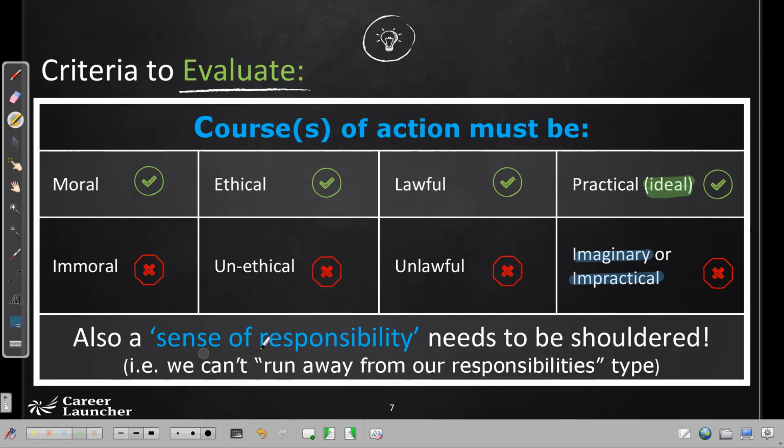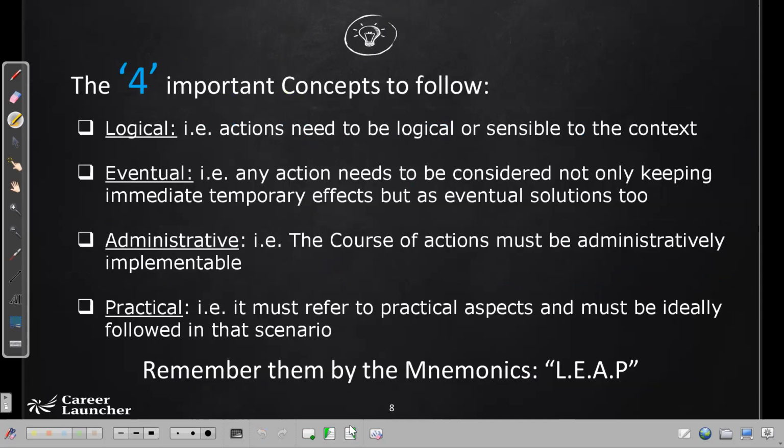Also, I've written in the slide that a sense of responsibility needs to be shouldered. You cannot run away from the responsibility, like saying this is not our job, you go to the concerned authorities, et cetera. I think that is not a very relevant course of action. Inaction is also considered as an action, so that is where we need to keep this in mind. Suggesting what we should do is a good course of action rather than shunning or avoiding action.